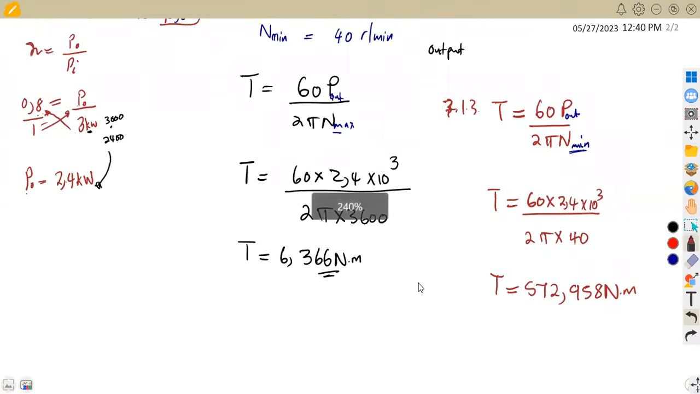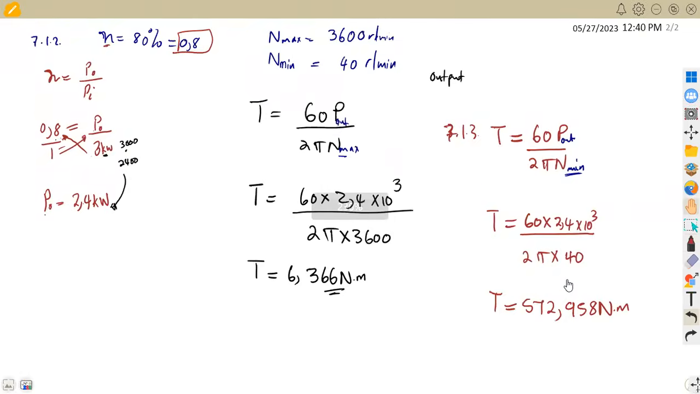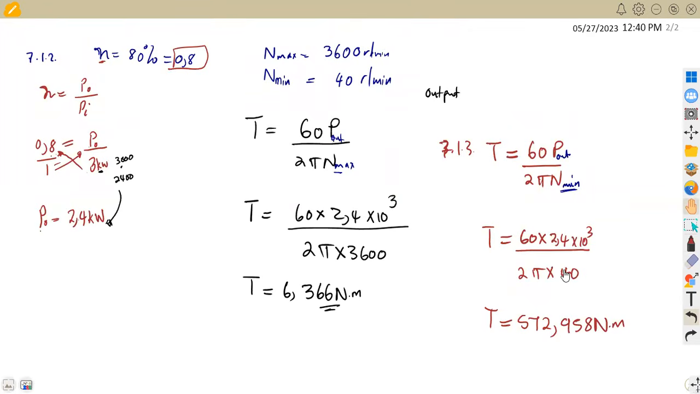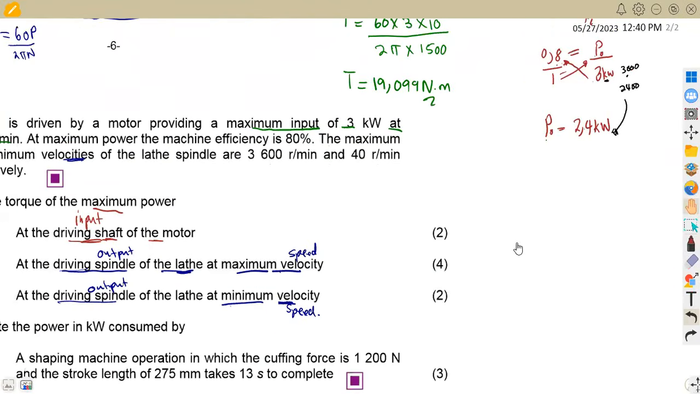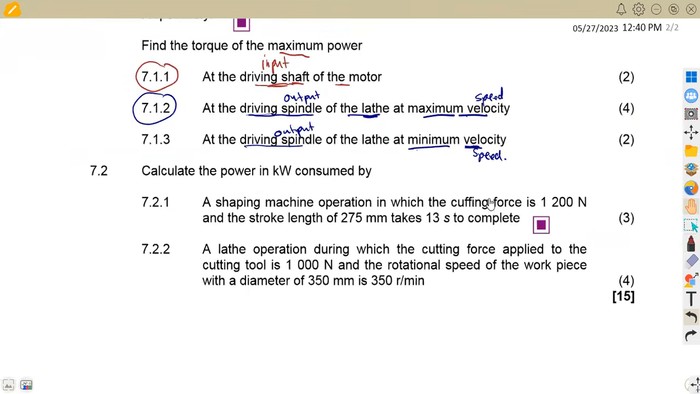All right, so this is how we can answer our question. As you can see, with these typical questions, all you need is to know the proper formula to apply and how to apply that formula in a proper way. So this is what we had on 7.1.